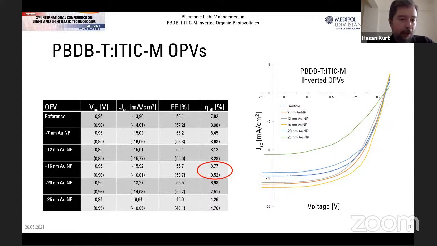But as you can see, 12 nanometers is lower than 7 nanometers. So there is going to be some polishing, and more experimental work is needed. And the highest efficiency that we get from one of these devices is 9.5, which is quite decent.